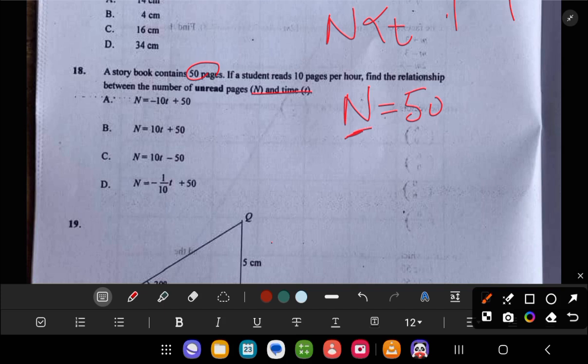So in order to find the relationship, since the book is being read every hour by 10 pages, you would have to subtract, because you are reducing the number of pages. So you have to subtract 10 pages every hour per time. So this is how it's supposed to be. So number of unread pages equals pages that have been read. But not just that, we are told that for every hour, he reads 10 pages. So you are supposed to multiply the 10 pages by the number of hours, which is the time.